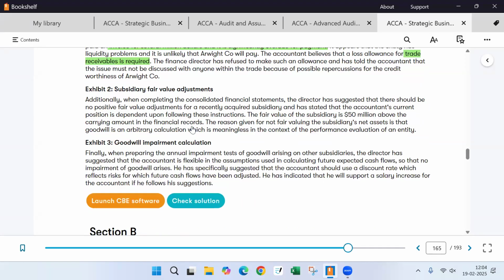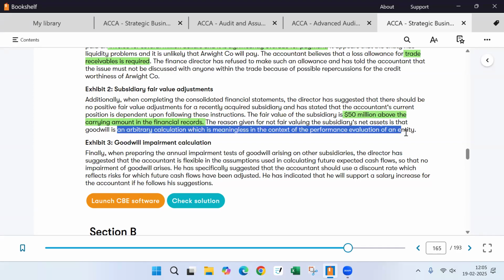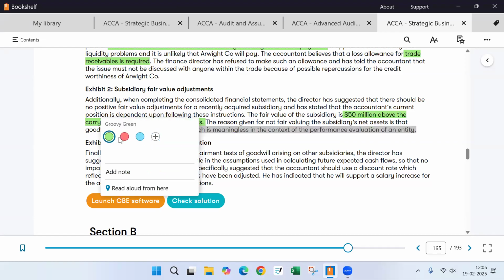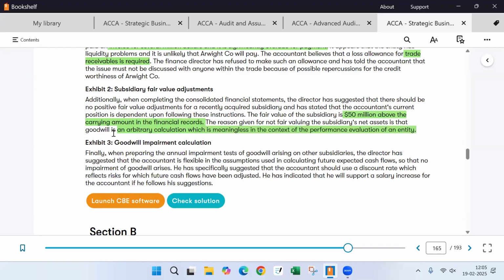All right. Subsidiary fair value adjustments. Additionally, when completing the consolidated statements, the director has suggested that there should be no positive fair value adjustment for a recently acquired subsidiary, and has stated that the accountant's current position is dependent upon following these instructions. The fair value of the subsidiary is 50 million above the carrying amount in the financial records. The reason given for not valuing the subsidiary's net assets is that goodwill is an arbitrary calculation which is meaningless in the context of the performance evaluation of the entity.